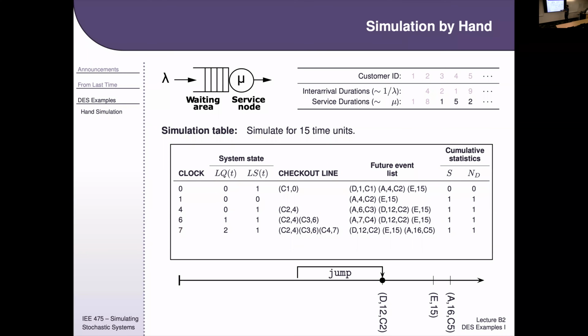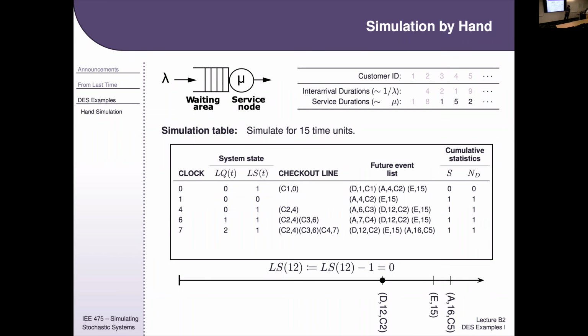So then we can move ahead and process this departure we've all been waiting on. The first thing we do is increase our departure counter. We then increase our response time counter. This customer who's departing, C2, arrived at 4. They're getting out at 12, because that's when this time happens here. So they spent 8 minutes in there. I take the previous cumulative response time, 1, add 8 to it, and I get 9. And then I remove that customer from the checkout line, and that removes them from the server.